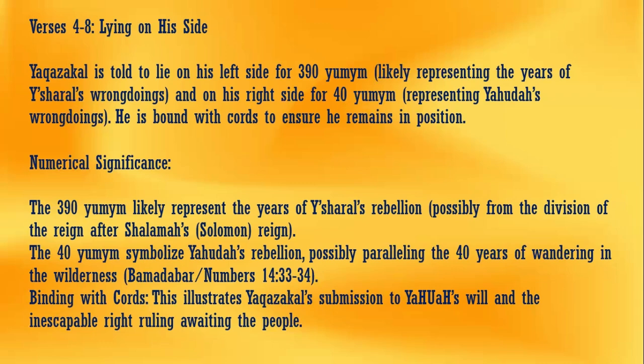Yachazaq'al is bound with cords to ensure he remains in position. Now let's look at the numerical significance. We spoke of the 390 Yumim likely representing the years. Remember, Yahuwah says a yom for a year. So the 390 Yumim likely represents 390 years of Yisrael's rebellion, possibly from the division of the reign, after Shalama would have ceased reigning, possibly from that time, following his reign until the time of this scripture, or the writing of Yakhazaq'al. And then 40 Yumim symbolizing Yehuda's rebellion, possibly paralleling the 40 years of wandering in the wilderness.